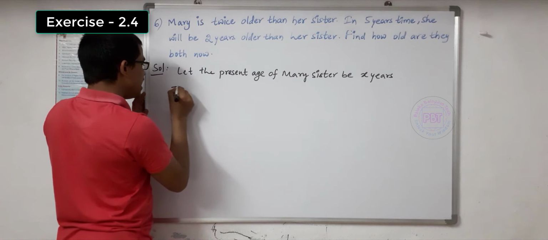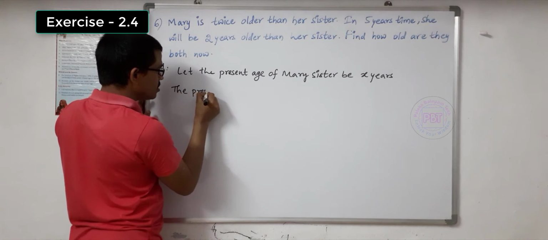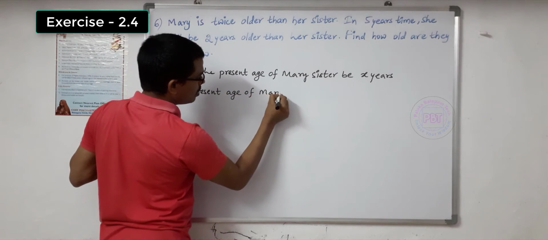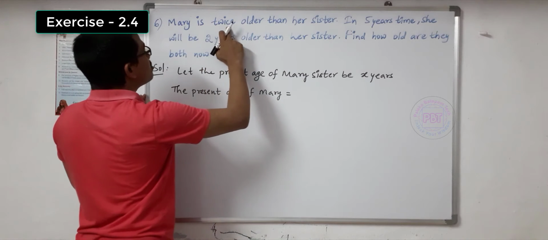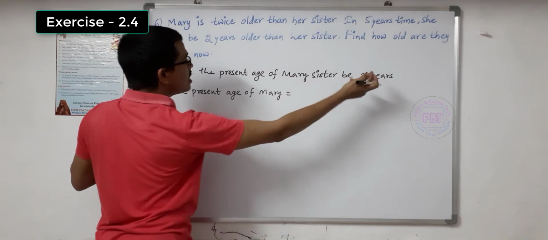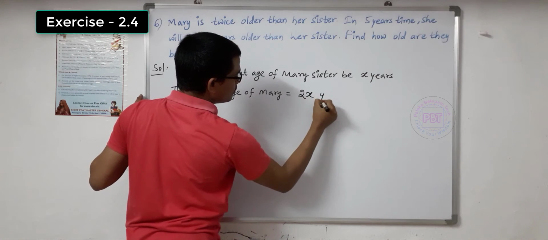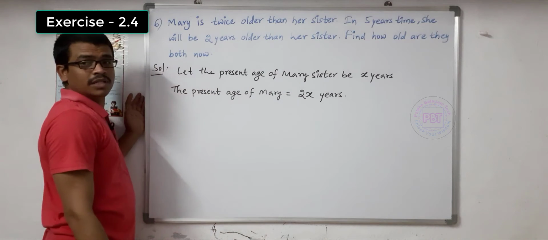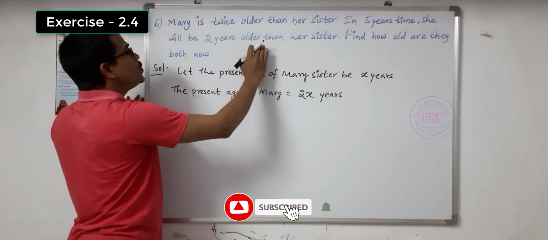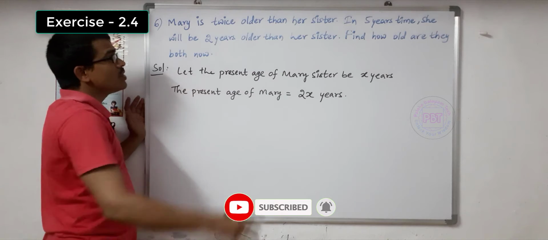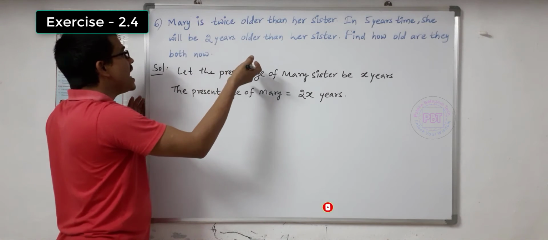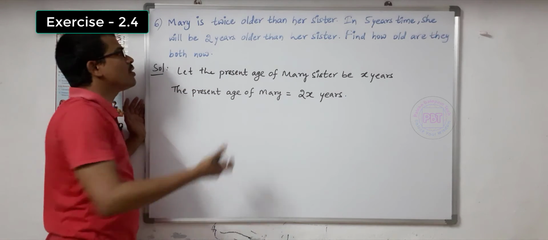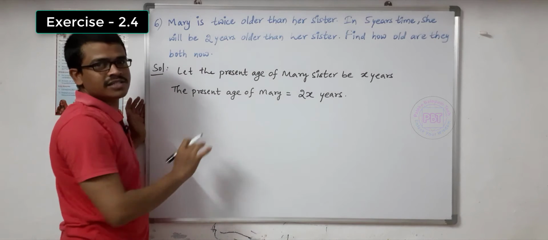Then the present age of Mary equals, Mary is twice older than her sister, twice the x, 2x years. Okay. In 5 years time, Mary will be 2 years older than her sister. So in the 5 years time, how is Mary's age? 2 years older than her sister. She is having 2 years more if you compare with her sister's age after 5 years time, isn't it?